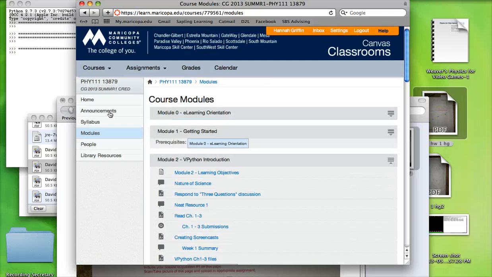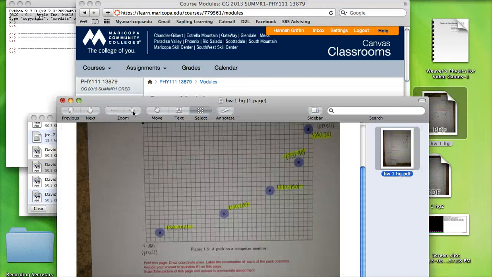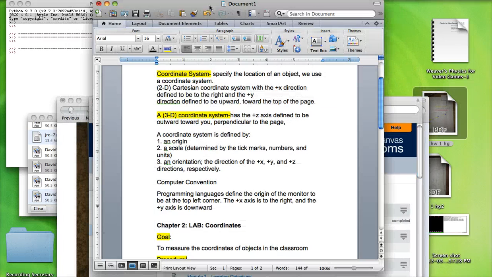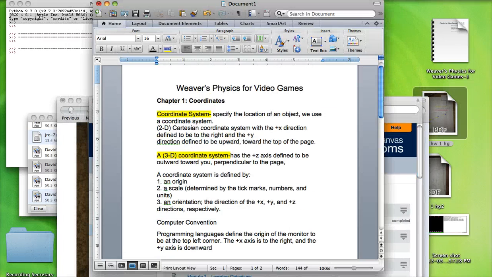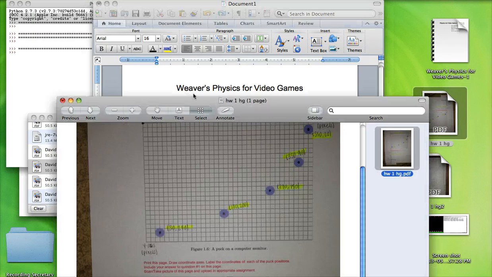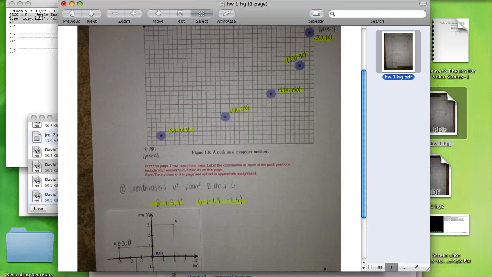After the neat resources, we had to read chapters 1, 2, and 3 from the text, and here are my notes. The first chapter was about coordinates and coordinate systems and 3D coordinate planes, which includes the z-axis, which isn't commonly talked about. But here's my homework for chapter 1.